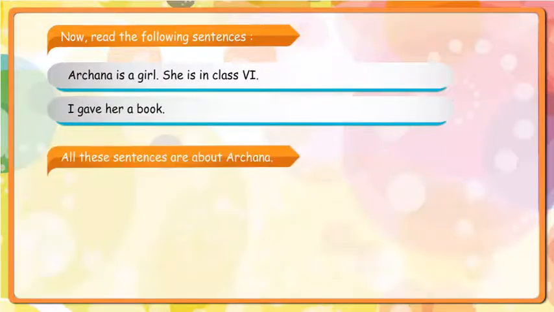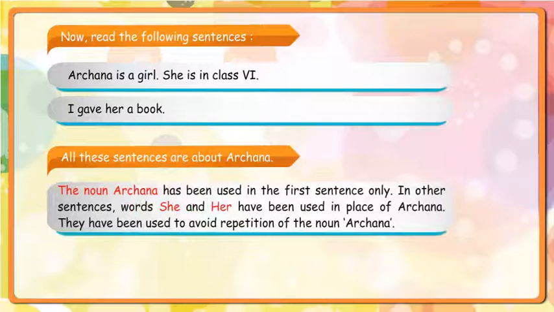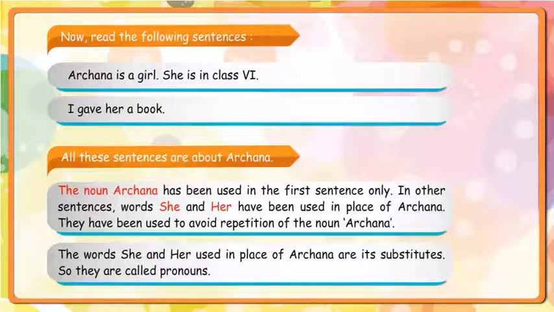All these sentences are about Archana. The noun Archana has been used in the first sentence only. In other sentences, the words she and her have been used in place of Archana. They have been used to avoid repetition of the noun Archana. The words she and her, used in place of Archana, are its substitutes, so they are called pronouns.